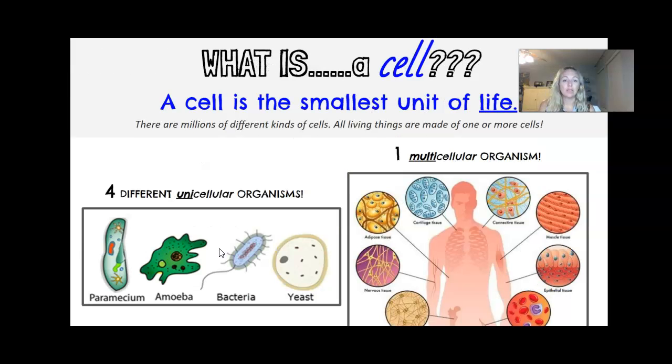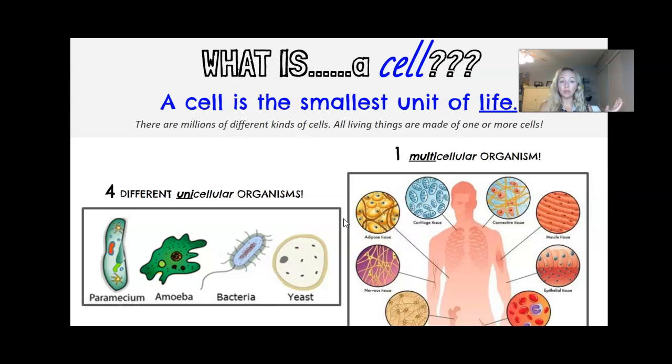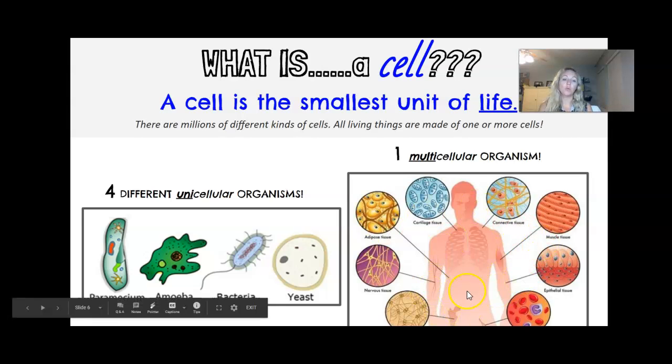So what is a cell? It's the smallest unit of life, and cells can be unicellular organisms, so a living thing can just be made of one cell, or a living thing can be made of trillions of cells, like us. And so here you can see these are 4 different organisms. So a paramecium, an amoeba, a bacteria, and a yeast. These are all different kinds of organisms. They don't even belong to the same biological kingdoms. But then we have this one human who has trillions of cells, and not only do they have trillions of cells, but they have different kinds of cells.